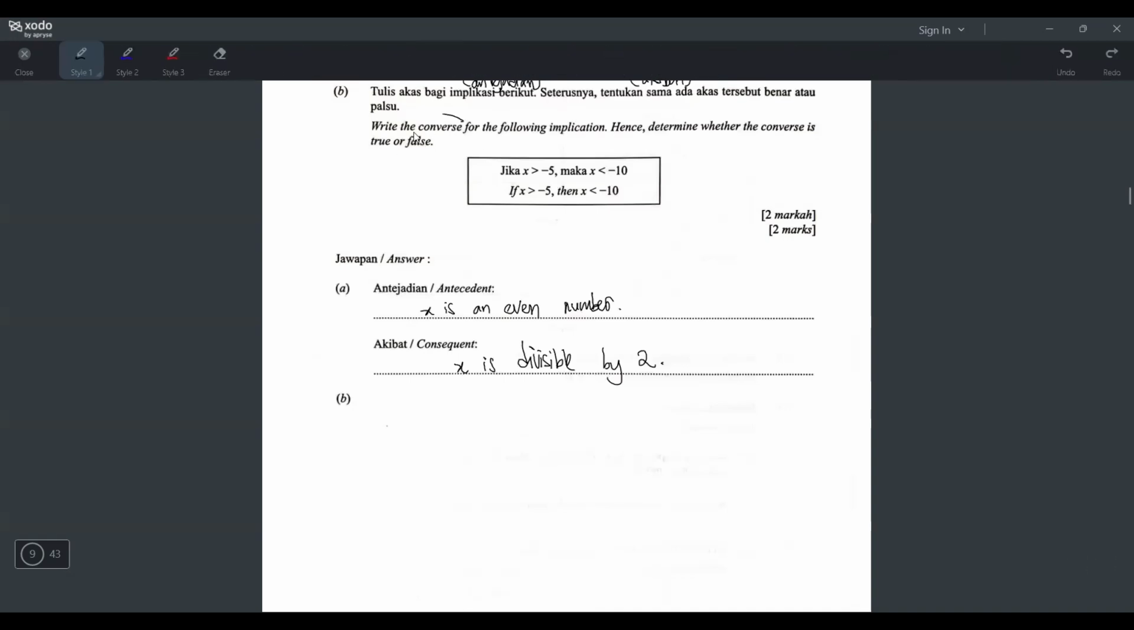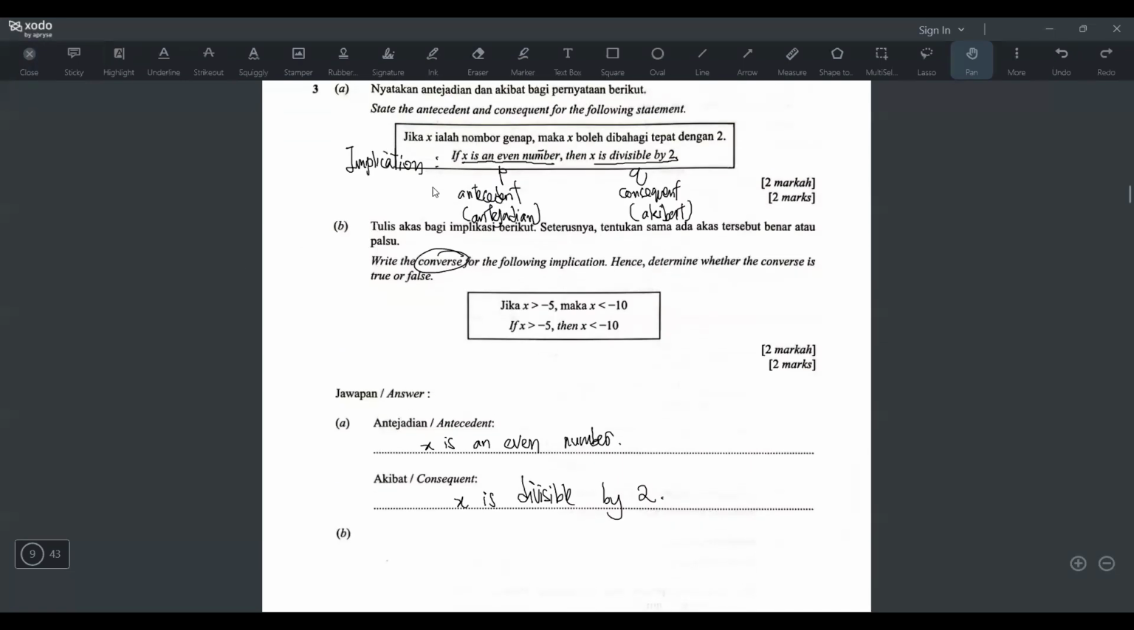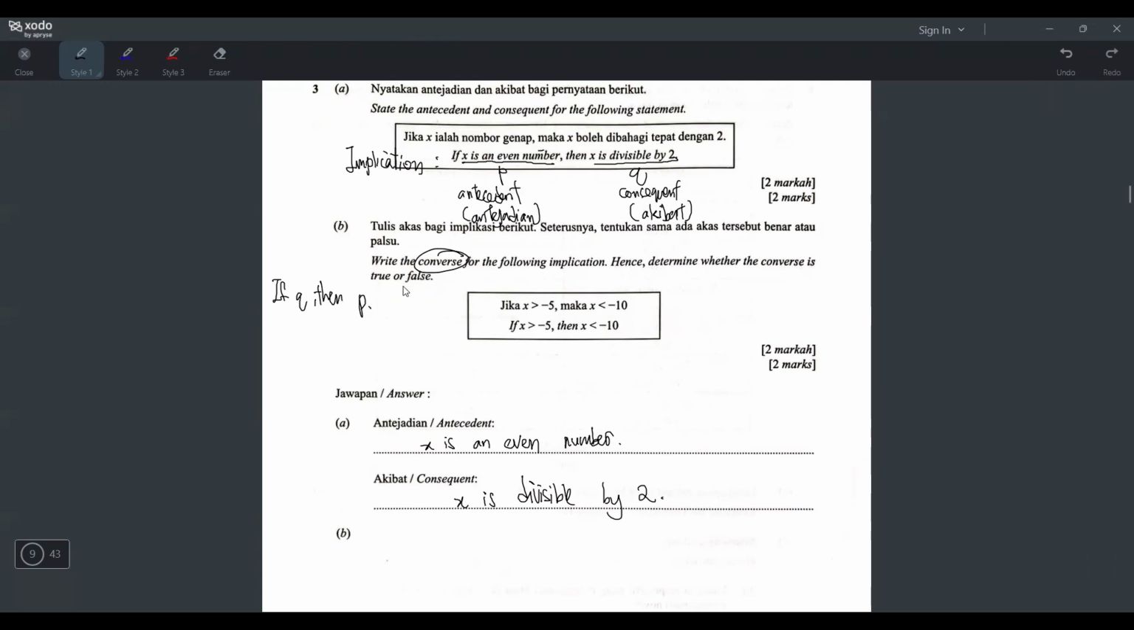Soalan B, write the converse for the following implication. Okay, what is converse? Converse means you take the implication, if P then Q, you terbalikkan. So it becomes if Q then P. It means you have to take your antecedent and consequent, your P and Q, and switch place. You terbalikkan the P and Q. Okay, and then they say hence determine whether the converse is true or false.